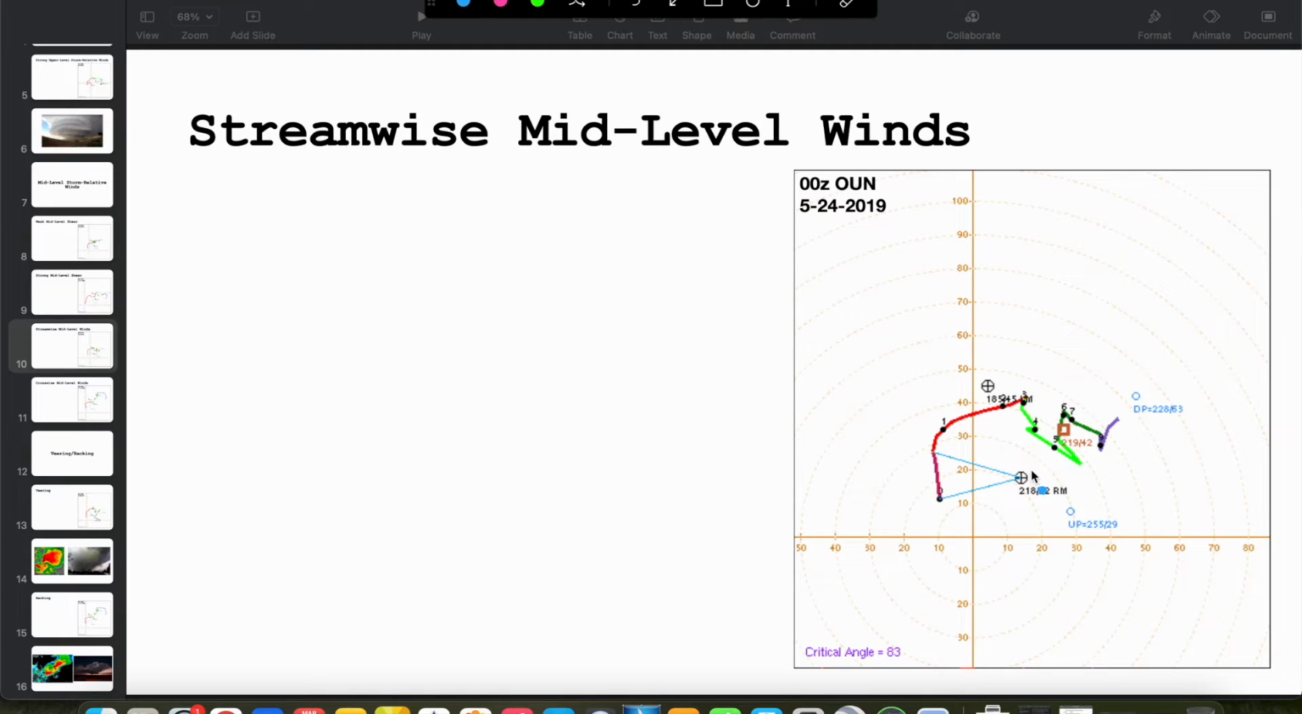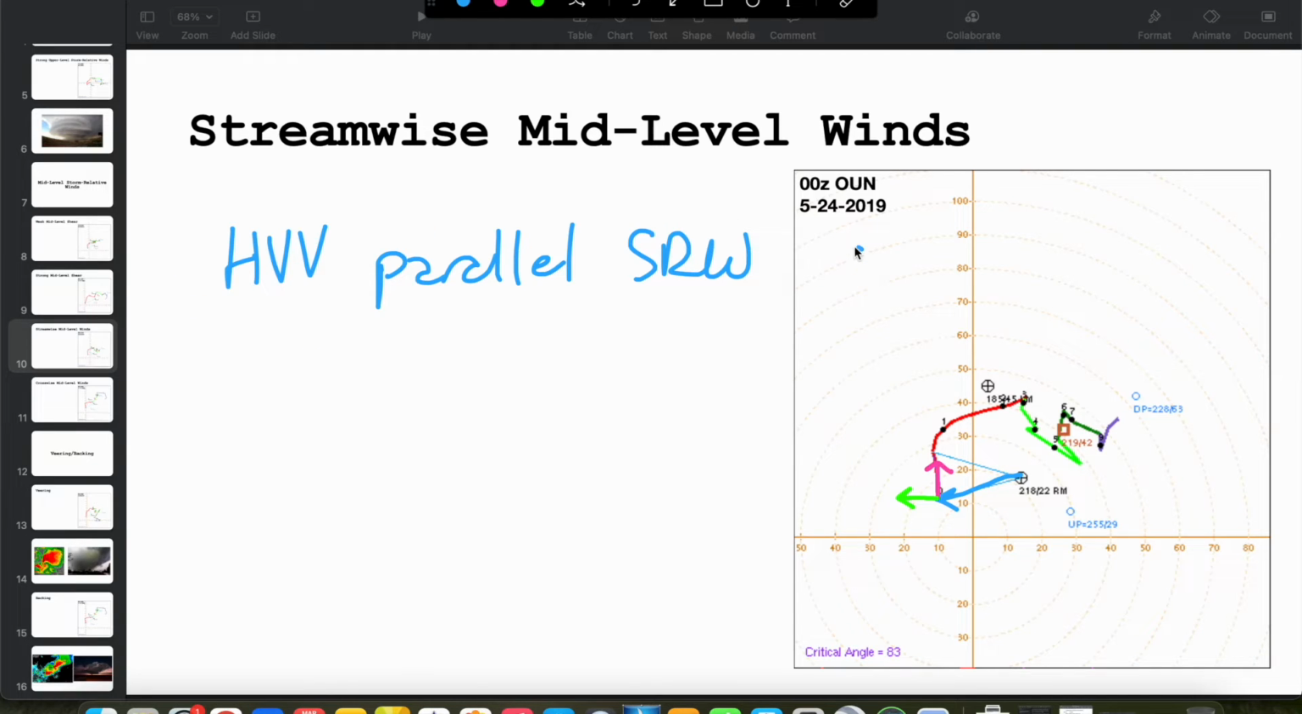Just for a quick refresher, we're going to want to draw our storm relative wind vector, and then we draw our shear vector, which goes in the direction of the hodograph at a specific point. So we're doing this point at the surface. And then our horizontal vorticity vector is always perpendicular and to the left, or outward from the hodograph, from the shear vector. So that is going to be our horizontal vorticity vector. So when our horizontal vorticity vector, or HVV, is parallel to the storm relative wind vector at a given level, then you have streamwise vorticity.